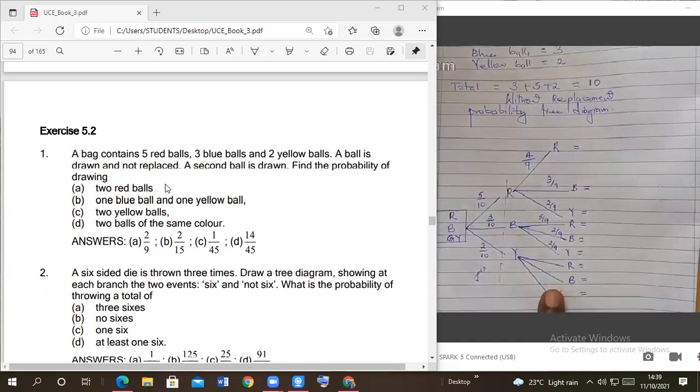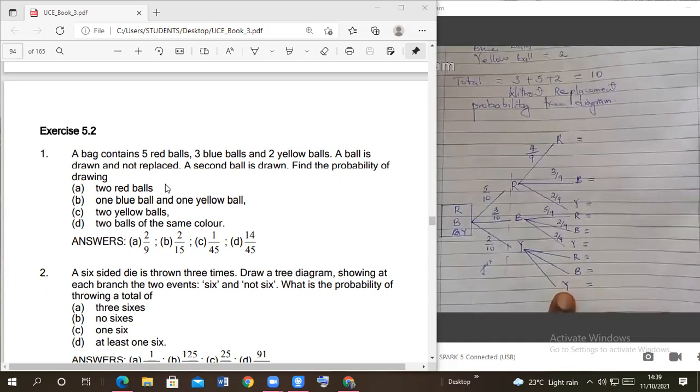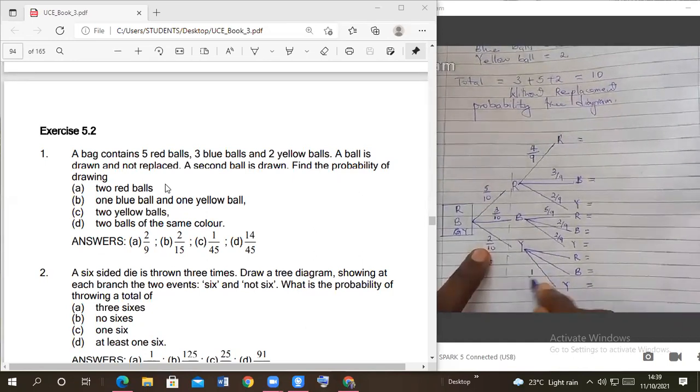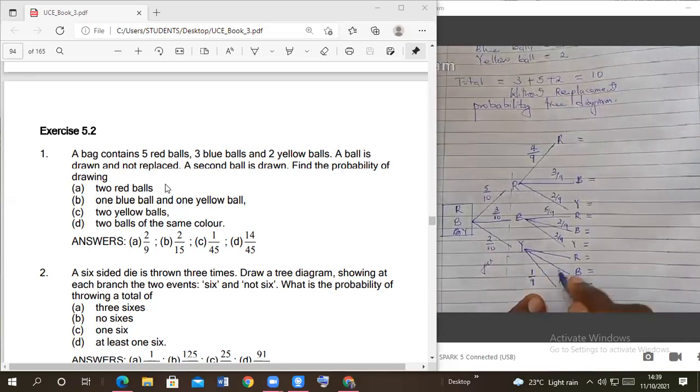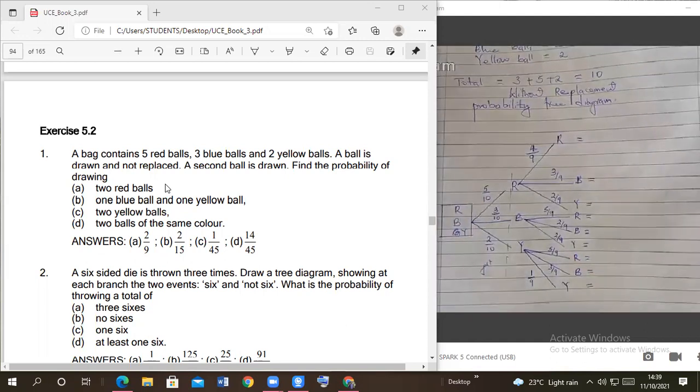When you come to the third branch, assume that you have picked a yellow. So if you have picked yellow, yellow will be 1 out of 9. Then blue will remain 3 out of 9. Then red will be 5 out of 9. Have you seen that, members? Yes. That's how we work it out.